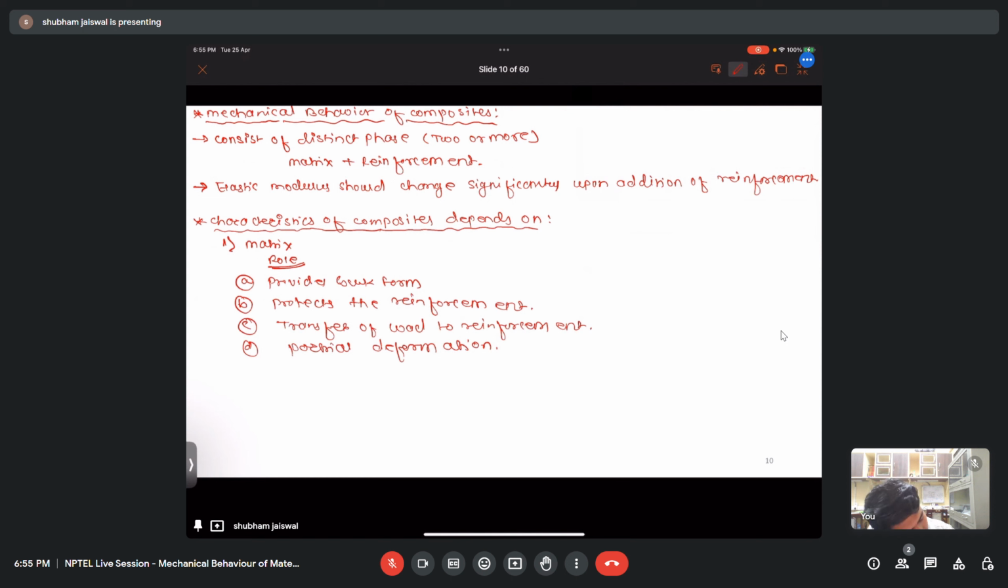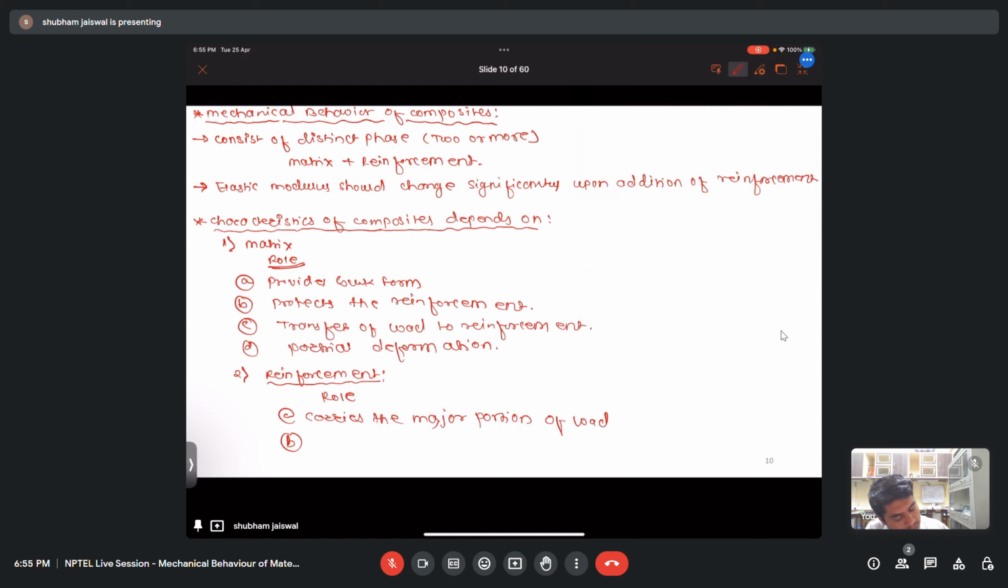The second one that influences the characteristics of composite is reinforcement. So what are its role and how does it influence? So it carries the major portion of load.